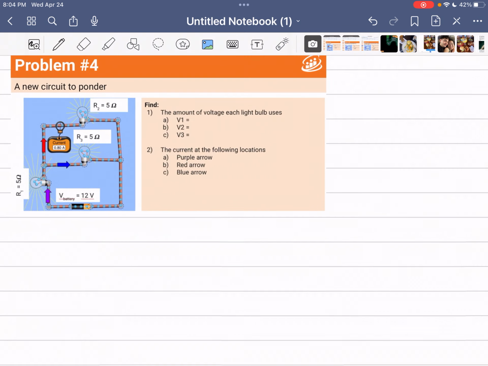Problem 4. Okay, so he's looking for the voltage of each light bulb. Okay, stick with me. I'm tired. I'm poop diddy scoop diddy. You're poop diddy scoop diddy. We're all poop diddy scoop diddy. Okay? We're all trying to figure it out.